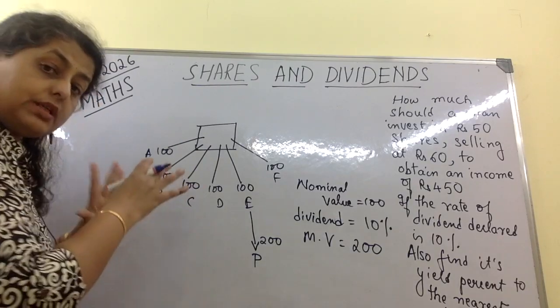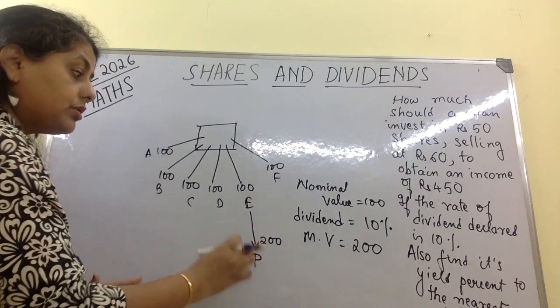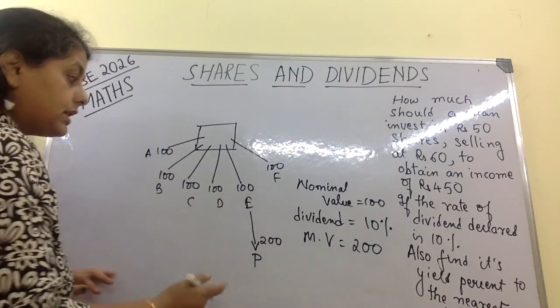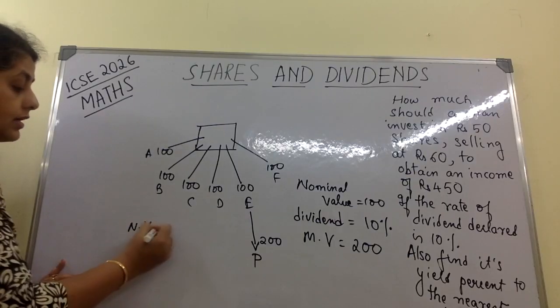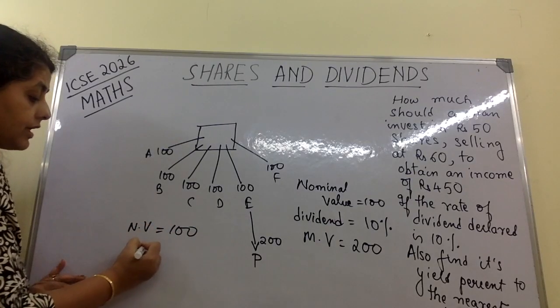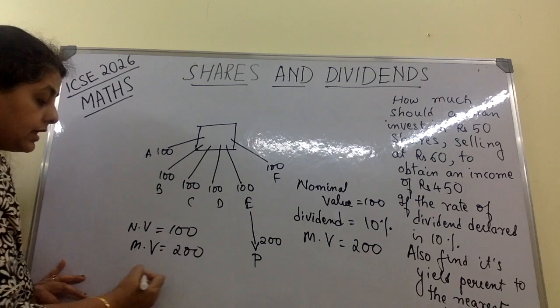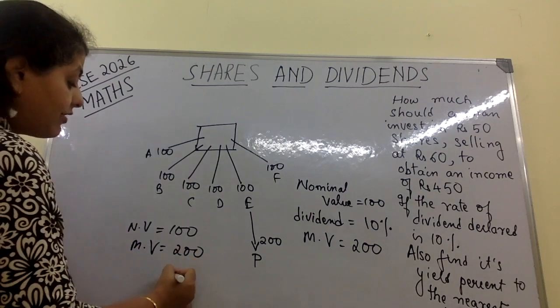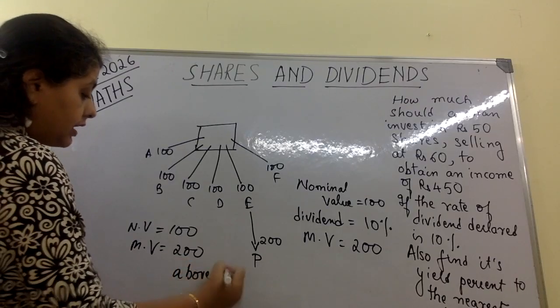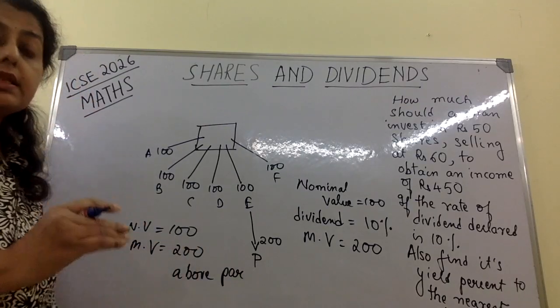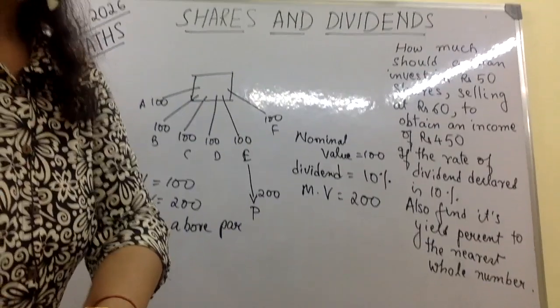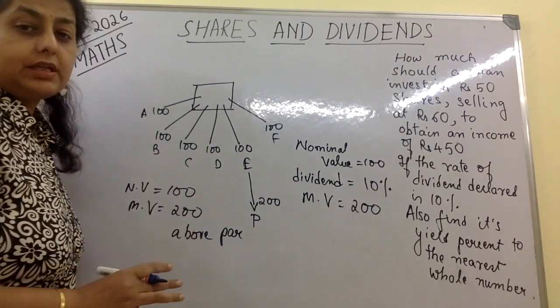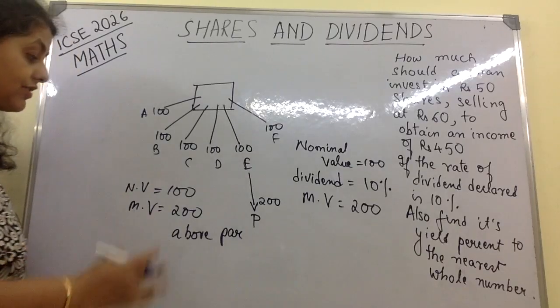The nominal value is fixed and the dividend percent is also fixed. Now if the nominal value was 100 and the market value was 200, then the share is said to be sold above par. Now these are the terms. In this chapter, language is very important. You have to understand the language like anything.